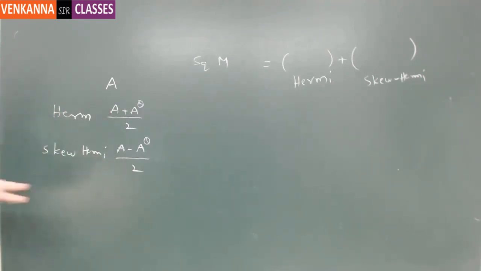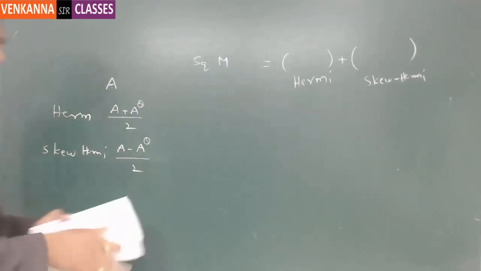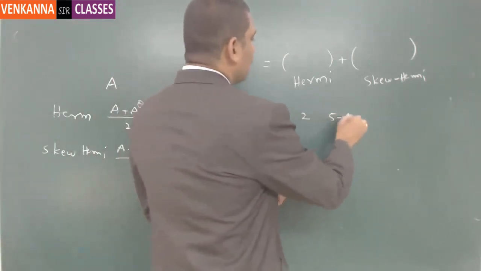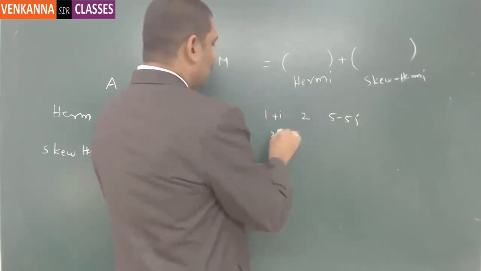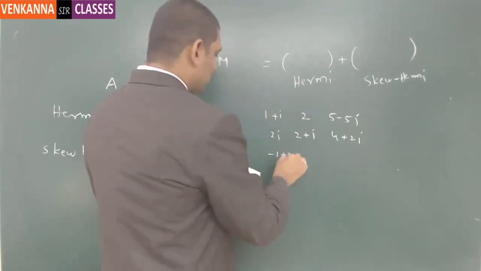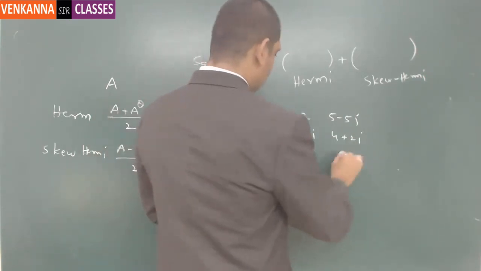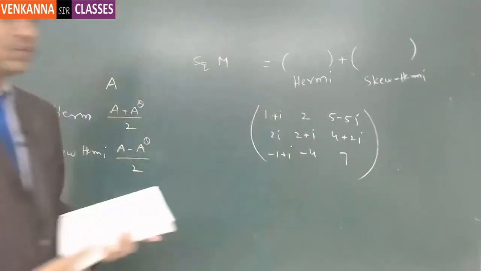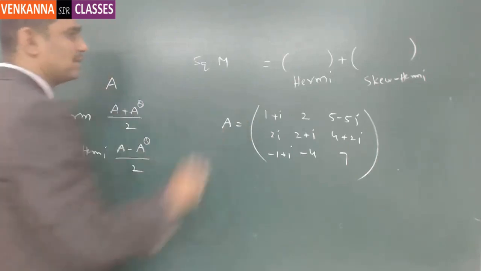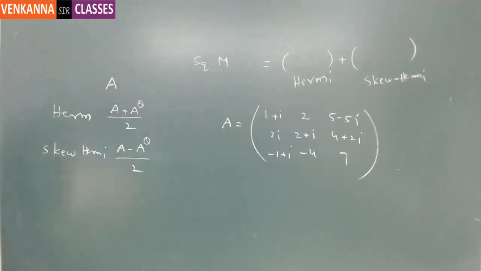Now you can take a small assignment on it. I will leave it for you. Take the matrix as 1 plus i, 2, 5 minus 5i; 2i, 2 plus i, 4 plus 2i; minus 1 plus i, minus 4, 7. Take this matrix as A and represent it as the sum of Hermitian and skew-Hermitian matrices. Take it as practice.